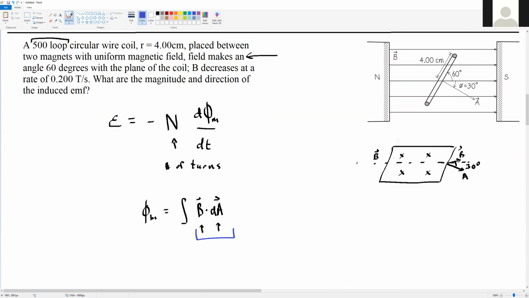So you can see that the area vector and the magnetic field, let me see, where's my mouse at? Right here. So the area vector, which is here. Oh, sorry, that's the magnetic field. The area vector is this one.